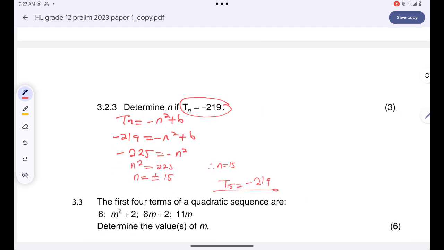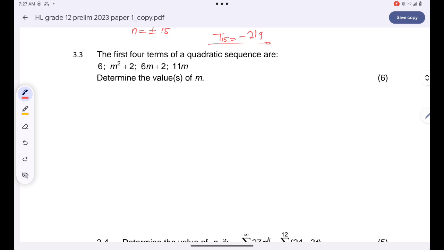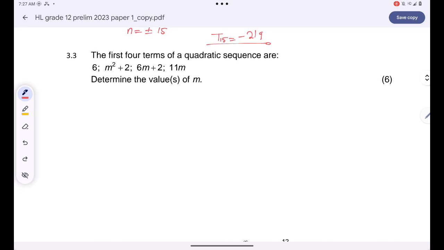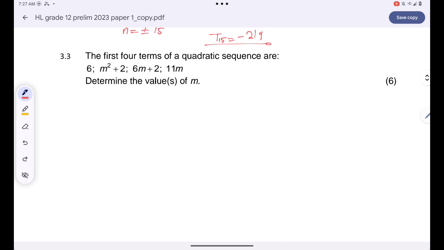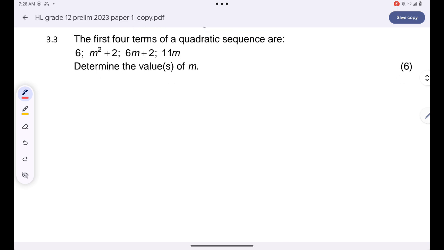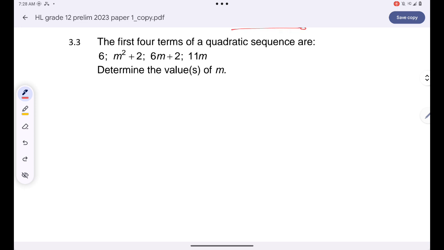The 15th term. Okay. Now we are told that the first 4 terms of a quadratic sequence are shown below. Remember that, guys, the quadratic sequence has 2 differences. It has the first difference and the second difference is common. The first difference will be arithmetic, the second difference will be common. So if these are my terms of my quadratic number pattern, let's find the first difference.